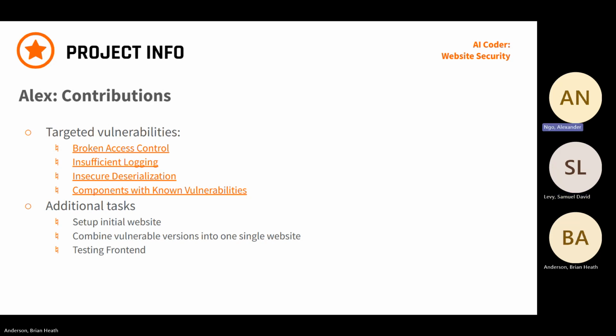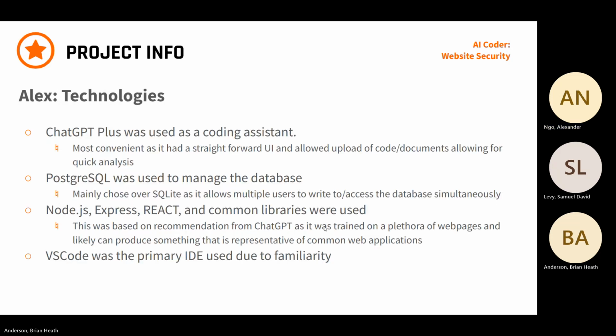So I targeted these four vulnerabilities: broken access control, insufficient logging, insecure deserialization, and using components with known vulnerabilities. If you want to learn more, you can check our documentation on that. An additional task that I worked on as well was setting up the initial React site, combining all the vulnerable backends into a single website, and then also testing the front end, or setting up the testing front end.